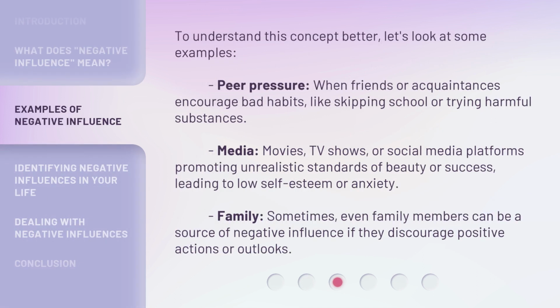To understand this concept better, let's look at some examples. Peer pressure, when friends or acquaintances encourage bad habits, like skipping school or trying harmful substances. Media, movies, TV shows, or social media platforms promoting unrealistic standards of beauty or success, leading to low self-esteem or anxiety. Family, sometimes, even family members can be a source of negative influence if they discourage positive actions or outlooks.